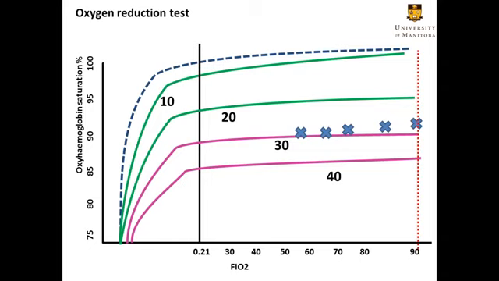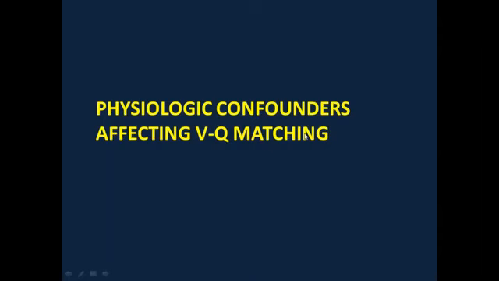That's a pure right to left shunt, which is at the extreme of VQ mismatch. So you have a very wide change in inhaled oxygen, FiO2, but very small change in oxygen saturation. So we have some physiological confounders affecting VQ matching.